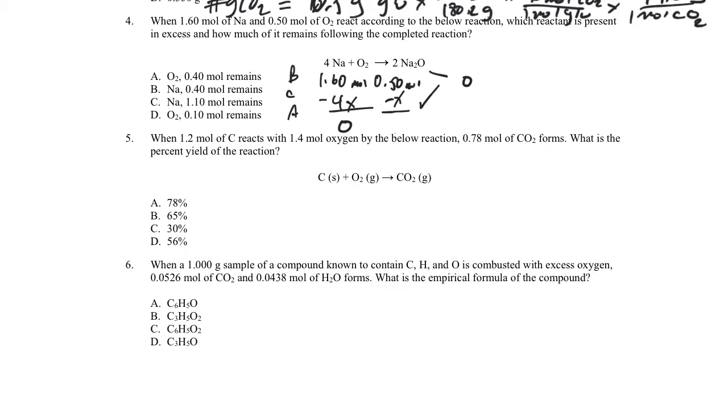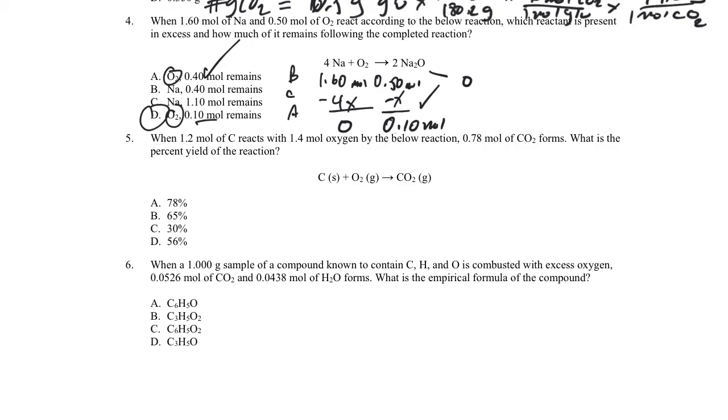So I lose 0.4 moles of the oxygen. So 0.4 moles removed leaves me with 0.10 moles of O2 present once the reaction completes. So which reagent is present in excess? That's O2, and half a mole was present. 0.4 moles is consumed. 0.1 mole remains.